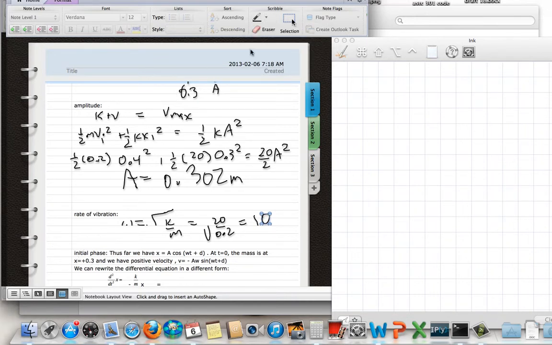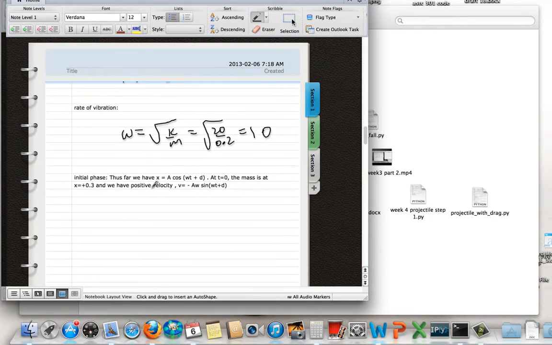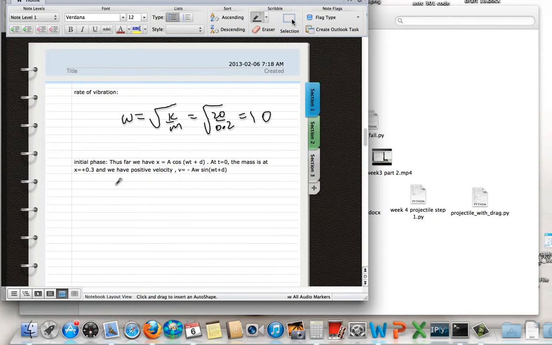So next up, the initial phase. Okay, so our omega value ends up being 10 radians per second. Now we want to find the initial phase. We know so far the value of the amplitude and the rate of vibration. So we know the amplitude is 0.302, and we know that omega is 10. It remains to find the initial phase angle. Well, we can put the time 0 values in, right? At time 0, the mass is at 0.3.